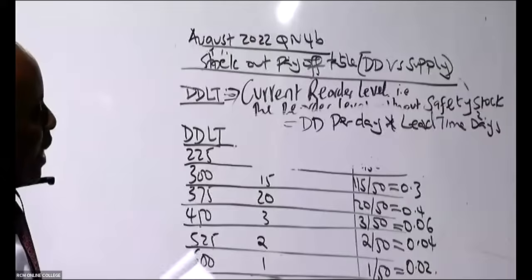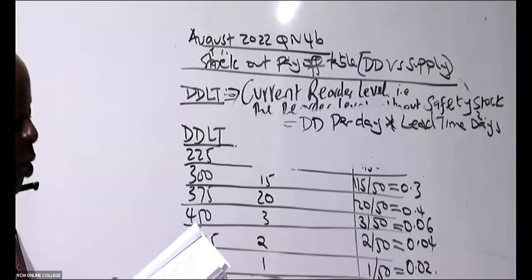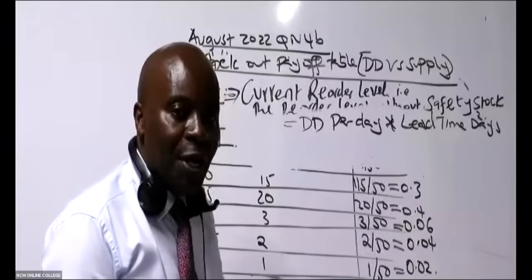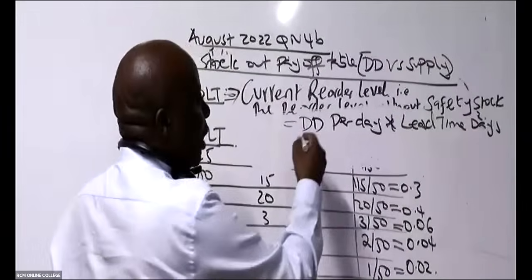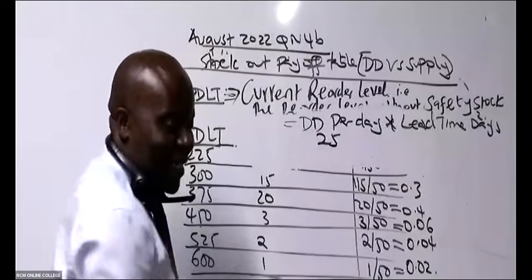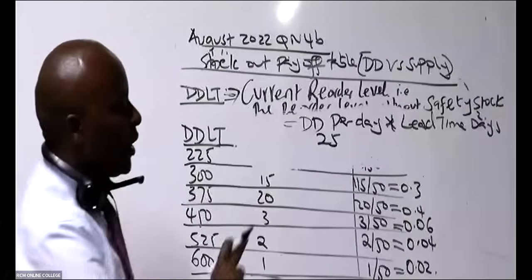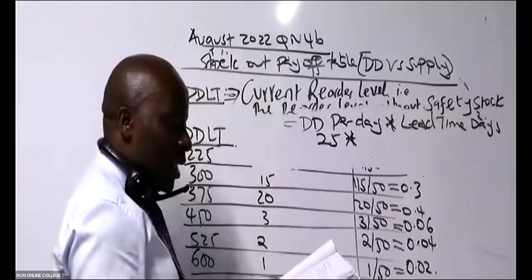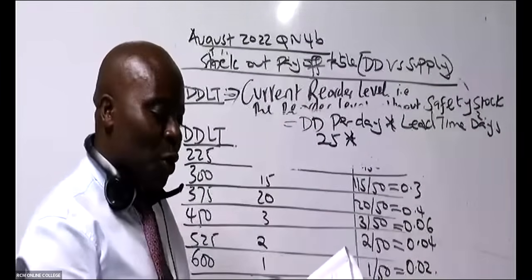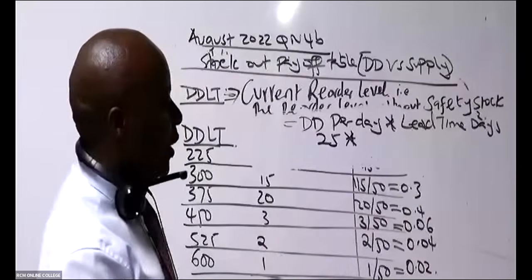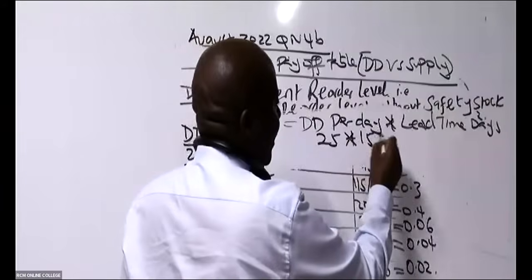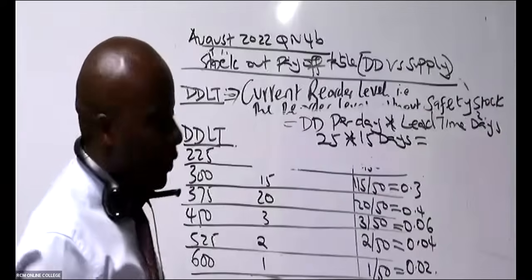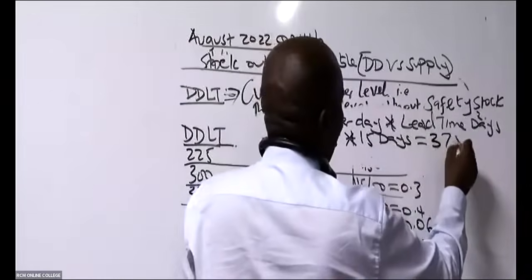So the demand per day in this question, I can see on this note before additional information that the average daily usage is 25 bags. DD stands for demand. So this is 25 every day times lead time days, which before the additional information paragraph, we can see the lead time is 15 days. So this will end up giving us 375.